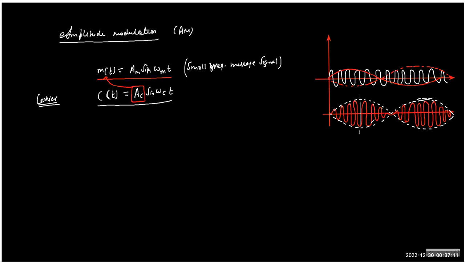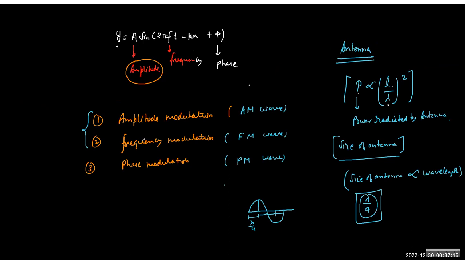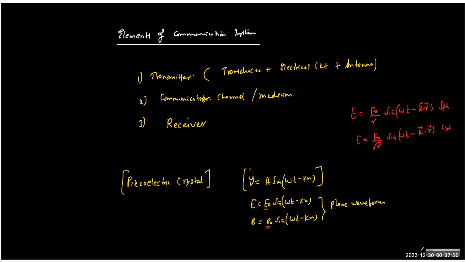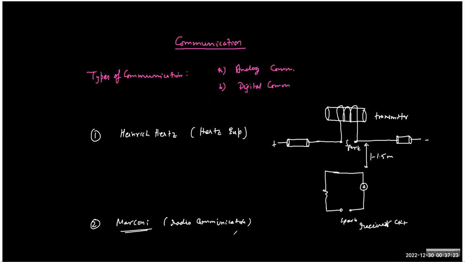Okay. So in Marconi, what did he use? If I remember, Marconi used lambda by 2, I think. Marconi used lambda by 2, lambda by 4. One of them used lambda by 4. Who used it? Okay, I'll just check it and tell you.